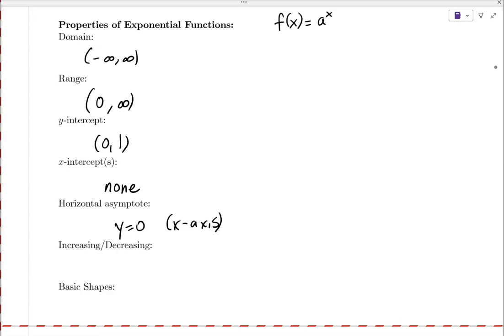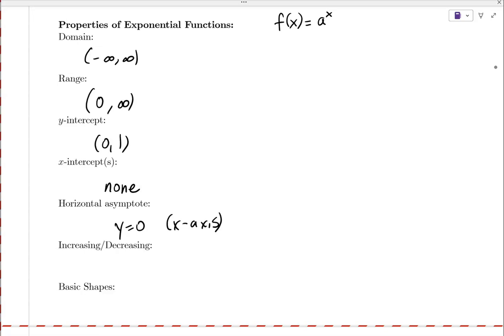Notice I haven't said anything about the particular function, right? These are the 5 things that we did. Every single exponential function has those 5 properties. It doesn't matter what the a value is. The next 2, though, do matter what the a value is.